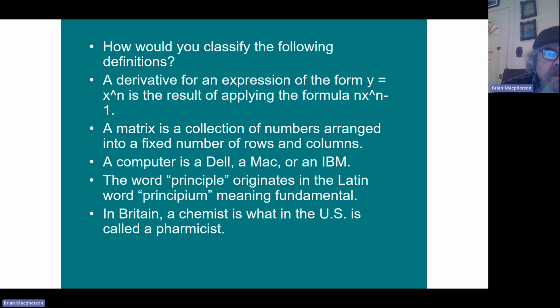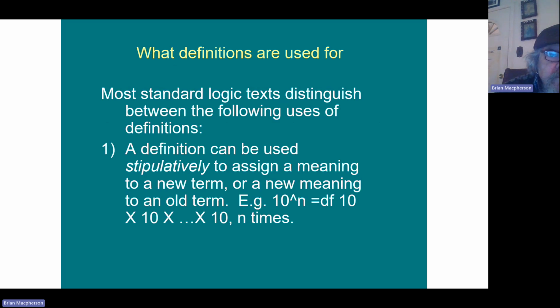So again, just to review, the first one on top was an operational definition. The one below that was a definition by genus and difference. The one below that is an extensional definition by example. The one below that is an etymological definition because it's looking at the origins of the word principle. And the one we just looked at is called a definition by synonymy because chemists in Britain is synonymous with pharmacists, right? So that's an intentional definition by synonymy. All right, so that should give you a pretty good idea as to how to categorize definitions.